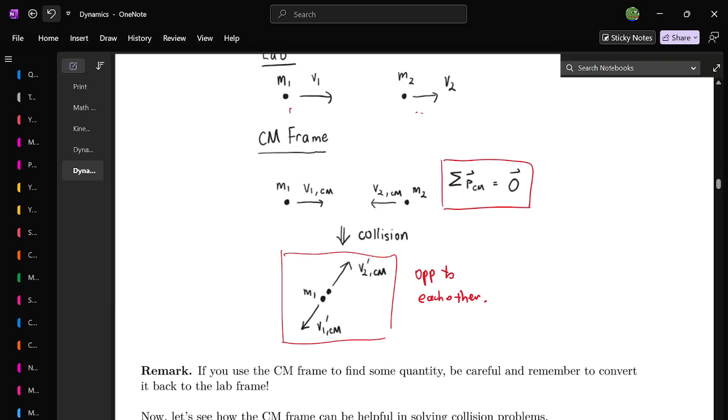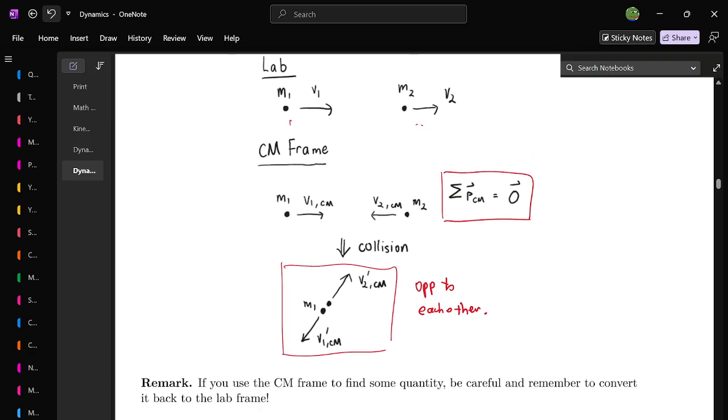Now, just a small remark here: if you use the CM frame, you have to be very careful. Always convert back to the lab frame after dealing with the CM frame. For example, don't just end the question by saying that the two masses will move opposite to each other in the CM frame, because most of the time, what the problem wants is usually some lab frame quantity and not a CM frame quantity. The CM frame is just a convenient tool for you to analyze collisions.